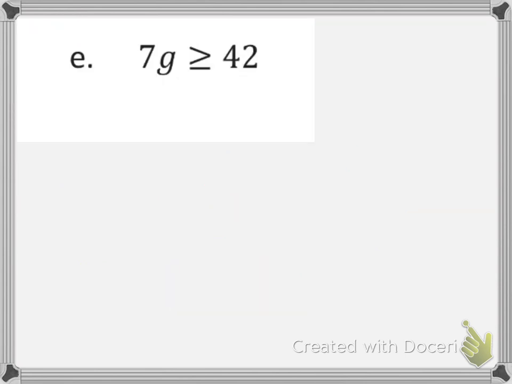All right, let's try another one. 7g is greater than or equal to 42. I need my tipping point. So this one's going to be true when g is something, and it's going to be false when g is everything else. So 7 times 6 is 42. That would make both sides 42. So 6 is my tipping point or my balance point.